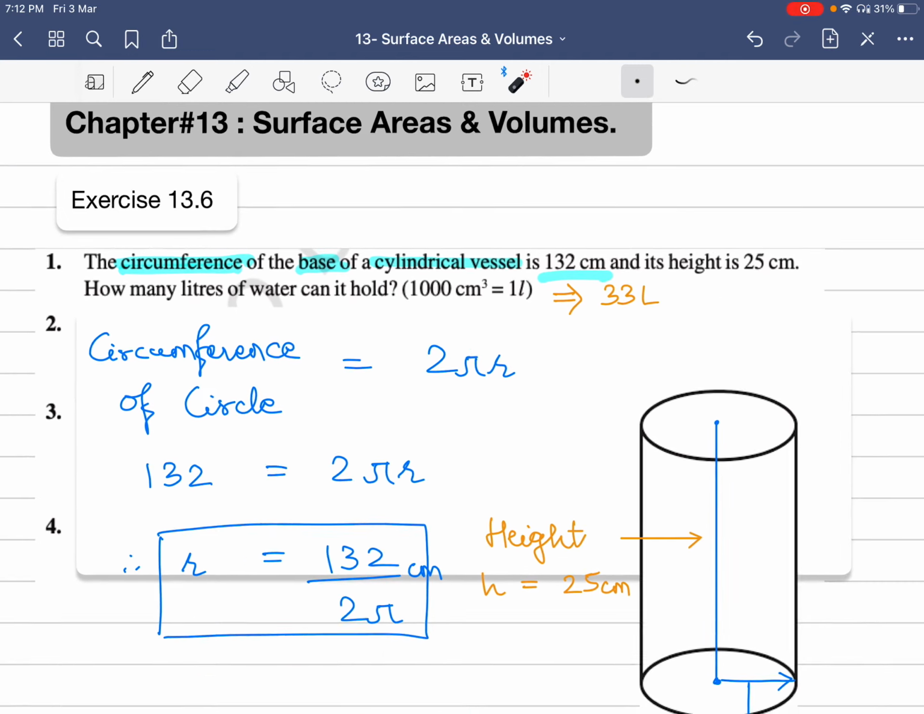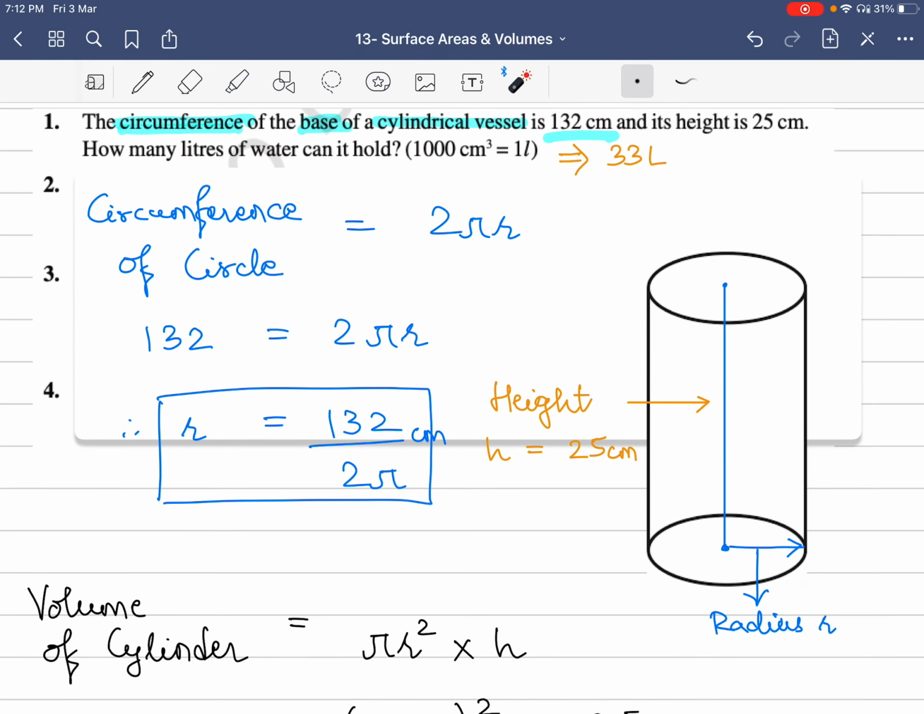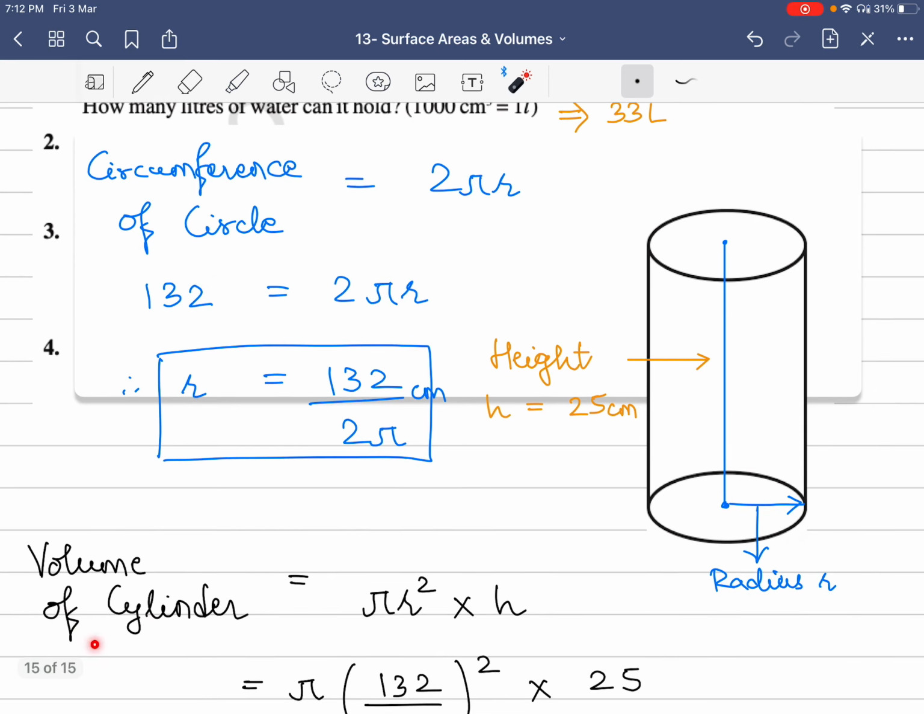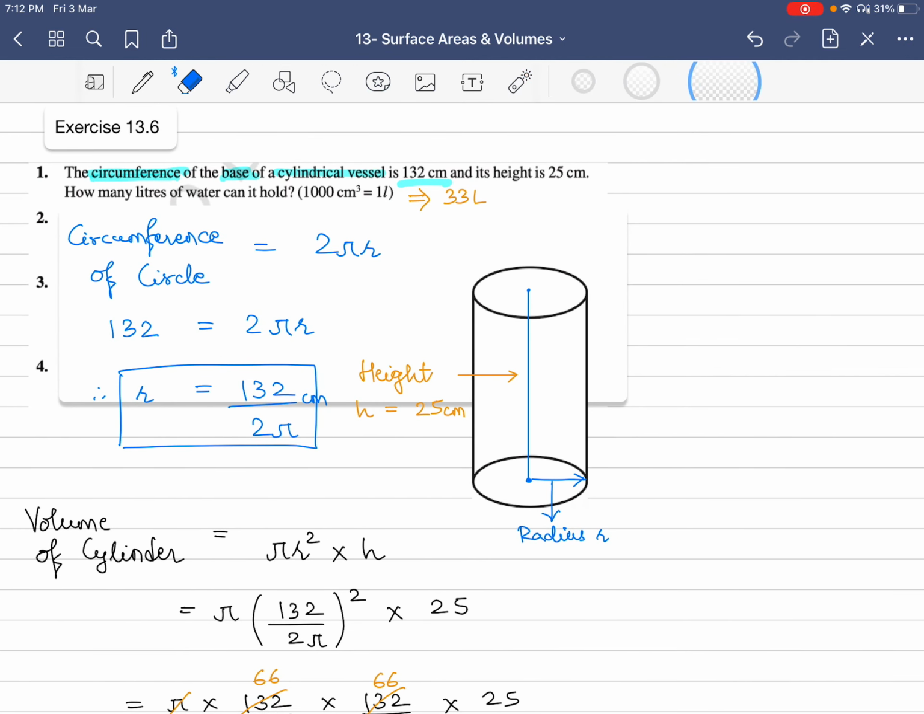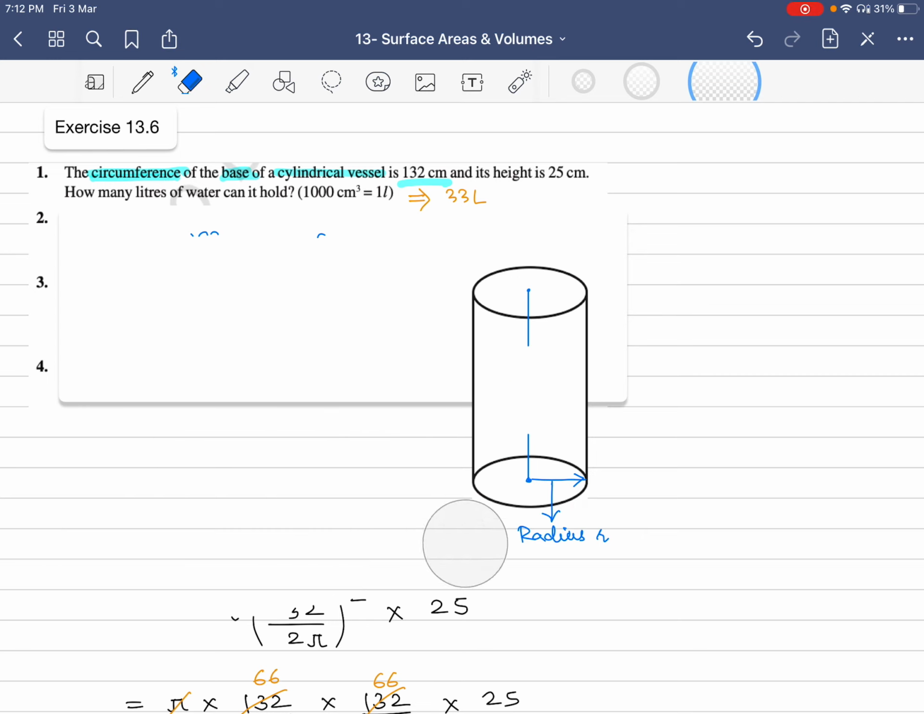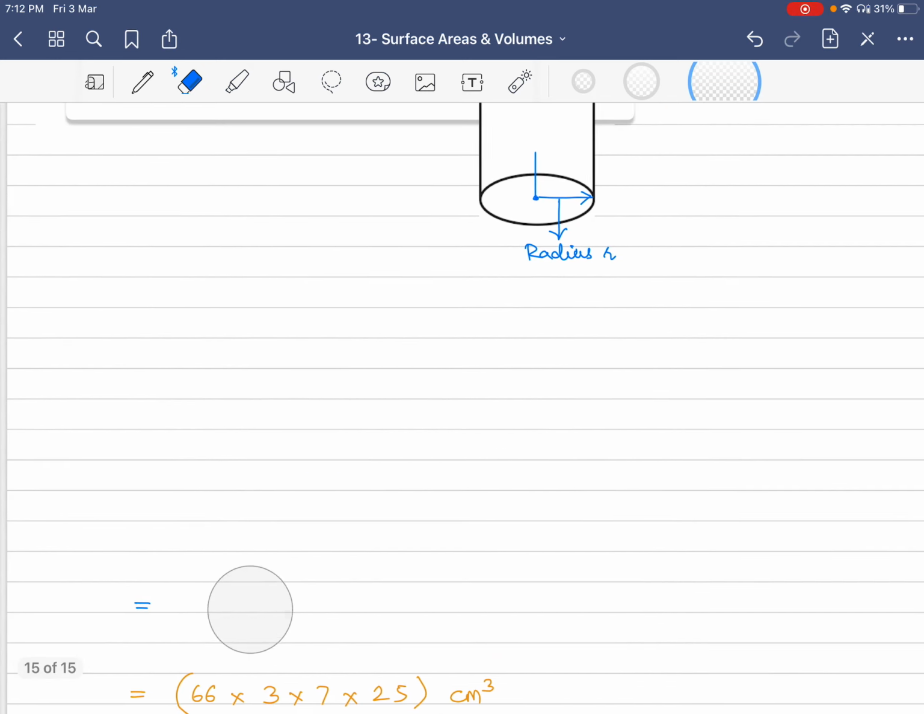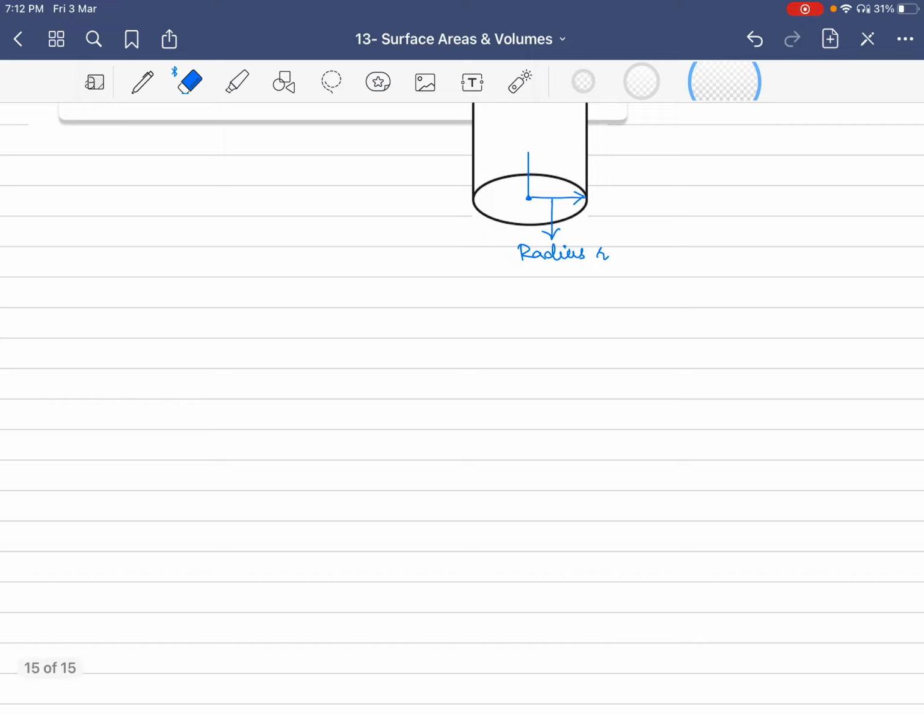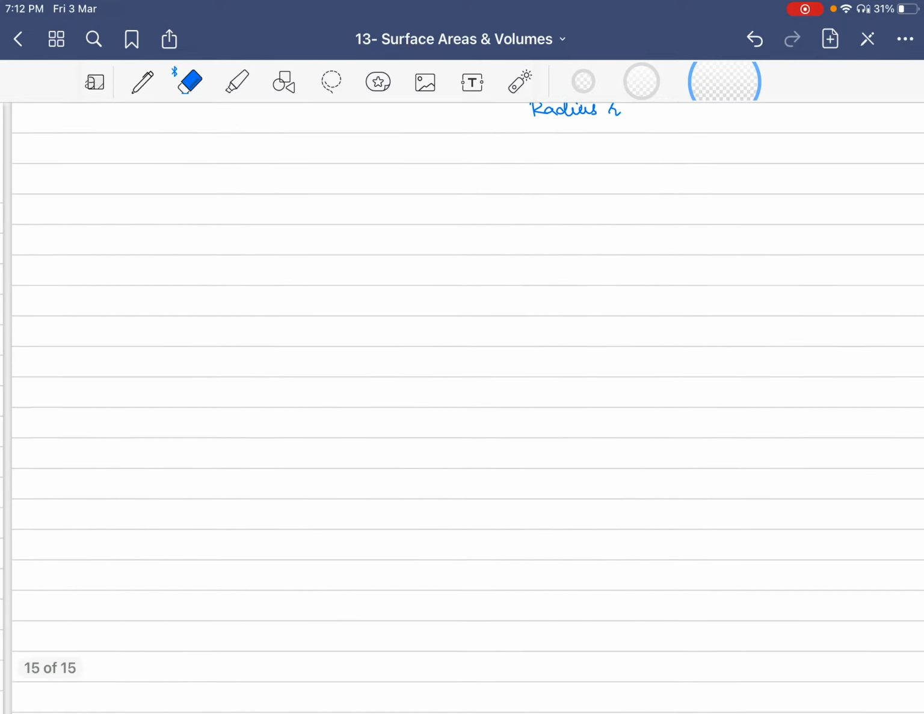Quite simple and straightforward. The only thing was they had not given us the radius of the cylinder as it is, so we had to derive it from the circumference, and then it was a straightforward application of the volume of the cylinder. So this is how we solve problem number 1. Now let's erase all these things and go to the fourth problem. Okay, so all this is erased.